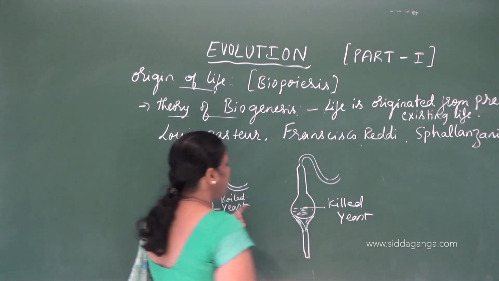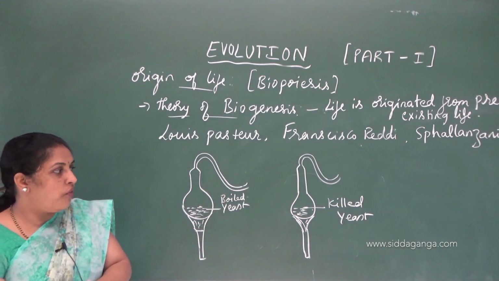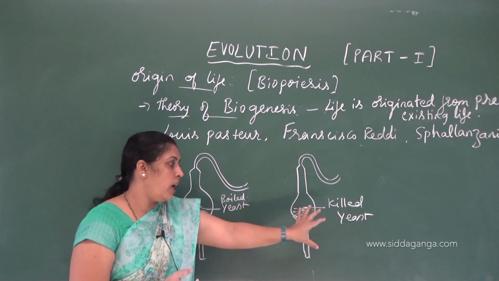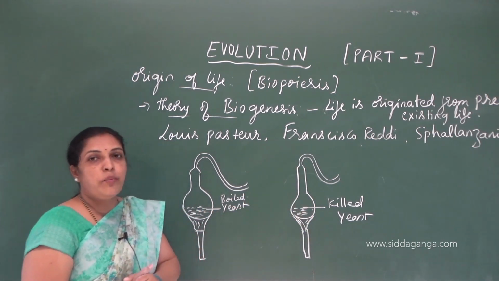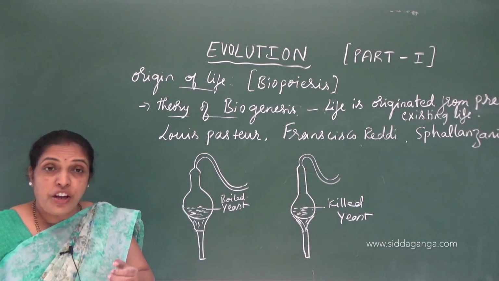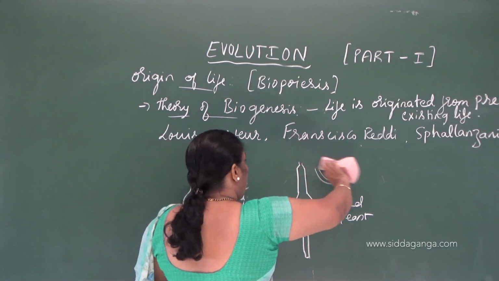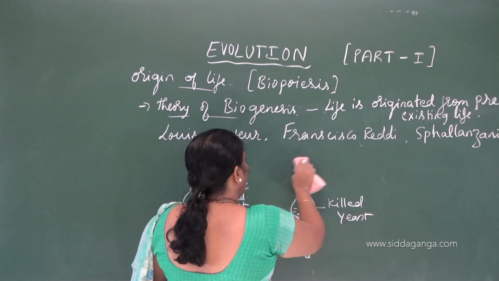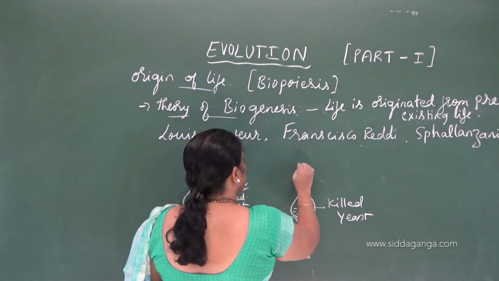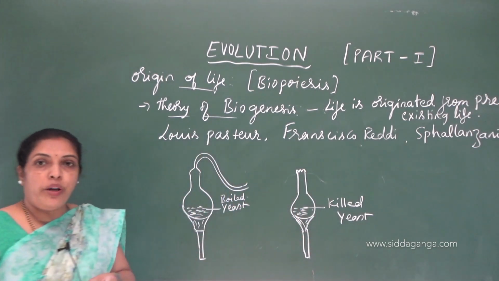So in both the swan neck flasks, he took yeast and he killed that yeast by boiling it. After boiling, or after killing the yeast, he broke the neck of one flask and kept it open.